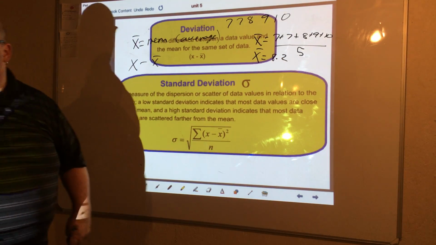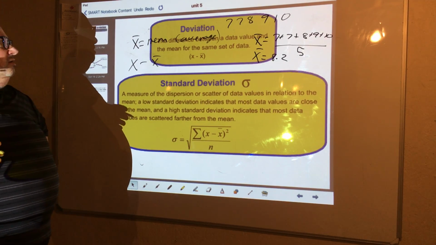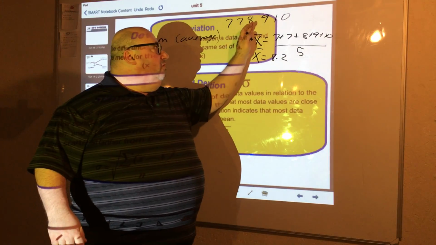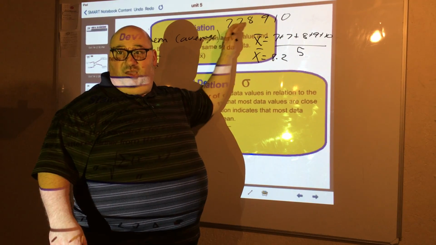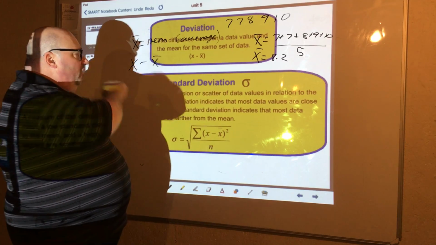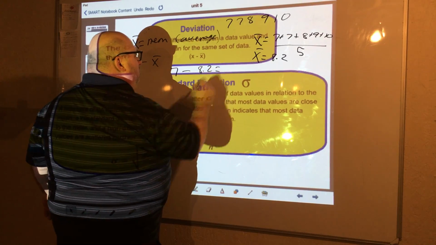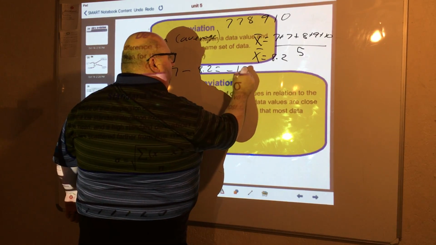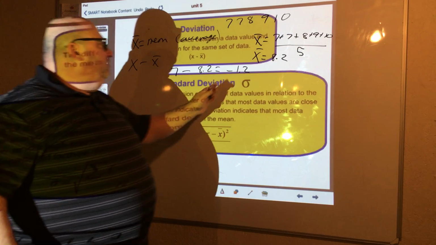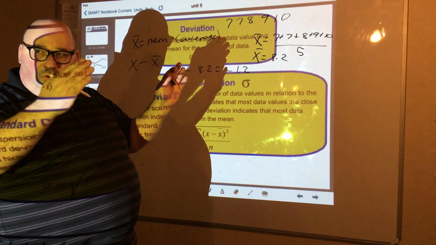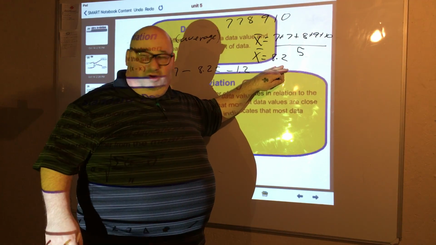So, when we look at deviation, what we're trying to do is ask how far away each point is. If you look, some of these numbers are above 8.2, and some of them are below 8.2. If we take the number 7, for example, minus 8.2, we get negative 1.2. Oh, it's a negative number. That's right. What this negative means is that it's 1.2 below this mean, this average of 8.2.